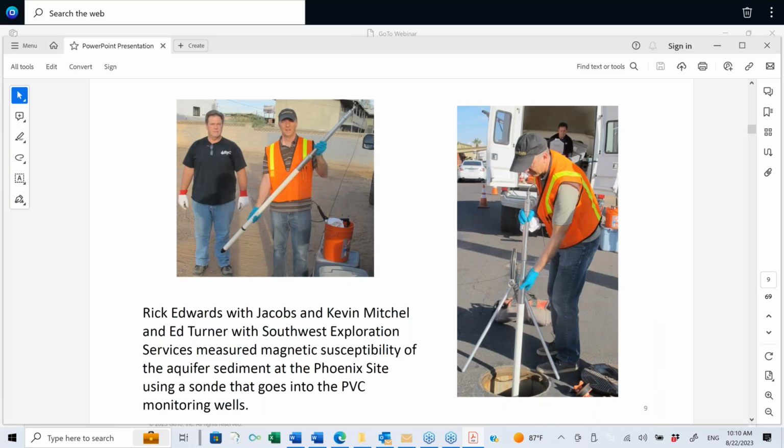So what that means is you can put a magnetic susceptibility meter, a probe, a sonde, down in a PVC well and actually measure the magnetic susceptibility of aquifer sediments in a vertical profile. This work was done by Rick Edwards at Jacobs Engineering on one of our study sites. It just kind of shows you what the probes look like in the process of putting it in a well and then interrogating the earth with electrical signals to measure the susceptibility.